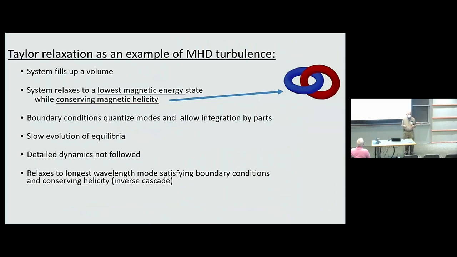And then the argument was that you get a slow evolution of this turbulence and it would eventually settle down to a relaxed state, and you didn't have to follow the detailed dynamics because it just wanted to go to the lowest energy state. And this lowest energy state would be the longest wavelength mode that was consistent with the boundary conditions and that conserved helicity, and it was a kind of inverse cascade.